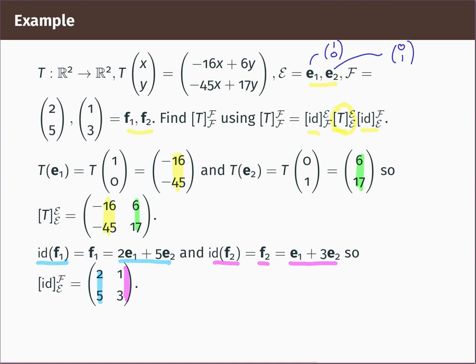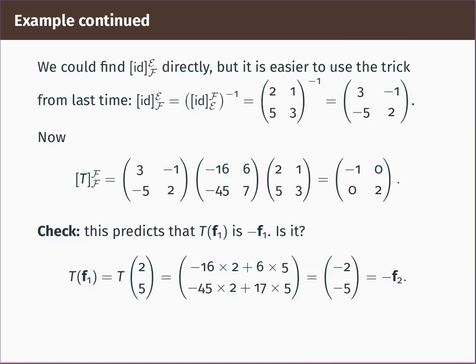So the only thing we haven't worked out on the left-hand side is the matrix of the identity with respect to initial basis E and final basis F. Now we could do that directly, but it's easier in this case to use the trick from last time, which told us that the matrix of the identity with respect to initial basis E and final basis F is the inverse of the matrix of the identity with respect to initial basis F and final basis E. Because our matrices are 2 by 2, it's super easy for us to work that out. We've got 2, 1, 5, 3 inverted, which if you use the formula for a 2 by 2 inverse is 3, minus 1, minus 5, 2.